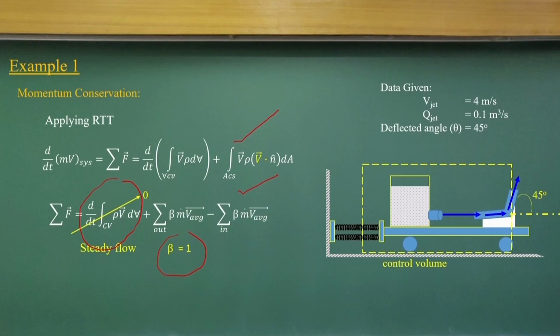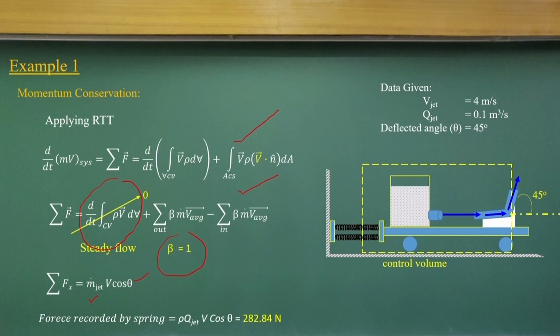and with further simplification, the force acting in this x direction will be the mass rate of the jet times v times cos theta. You can see the cos theta component comes in as the x direction, and the force recorded by the spring, if I compute the mass, is rho into Q. Q of the jet is known to us, v is known to us, theta is known to us. We can compute the force acting in terms of Newton.